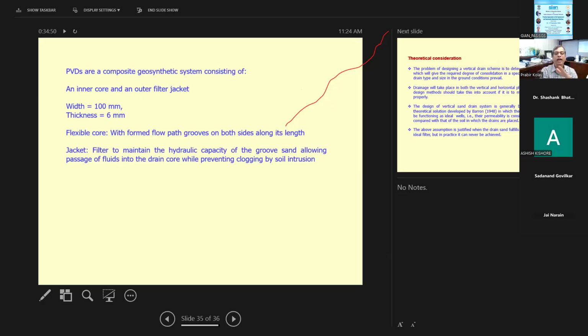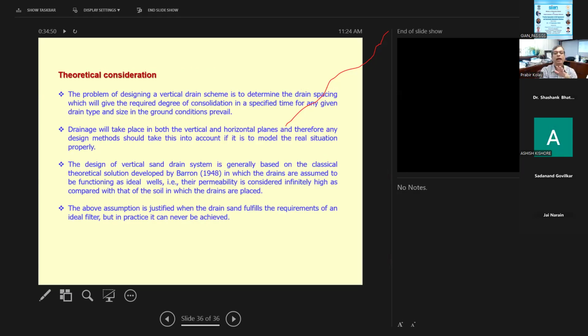Inner core and outer jacket: the width, most of the time each company has a different specification. The width is 100 millimeter, thickness is 6 millimeter. Flexible core with foam flow grooves on both sides along the line. So it depends what type of pattern they used. And then the jacket is only the surface membrane. Okay. And then theoretical considerations.